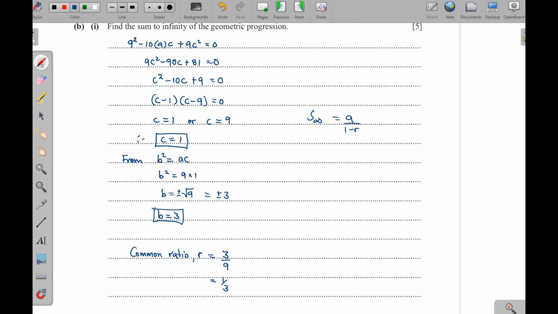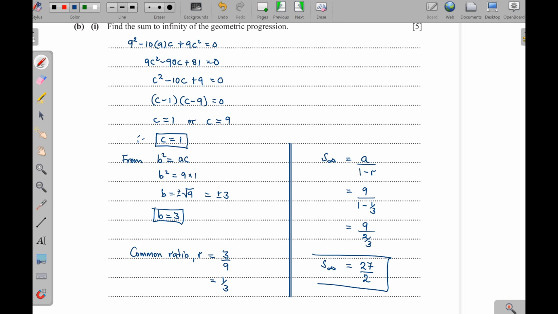Now, sum to infinity is this one here. So my sum to infinity is equal to A out of 1 minus R. My A is 9, then out of 1 minus a third. So this will be 9 out of 2/3. This one will go up and multiply with the 9. Then we shall have 27, then out of 2. That is our answer here.